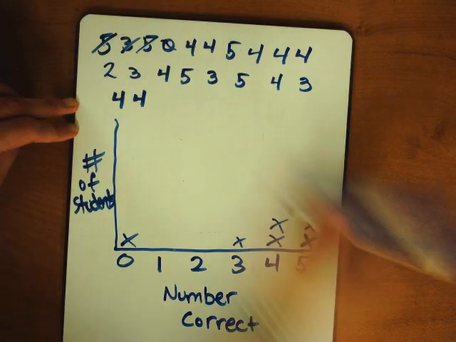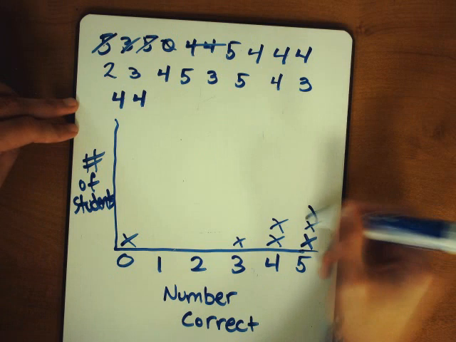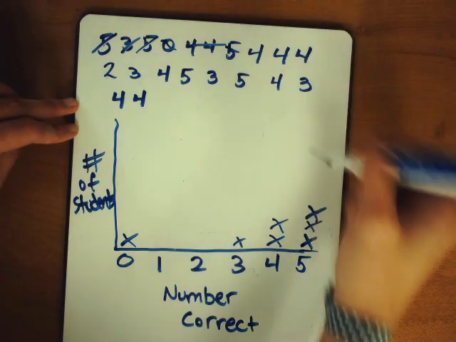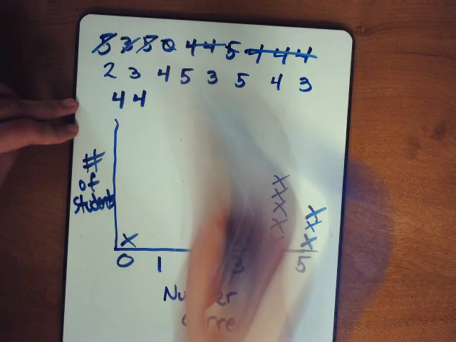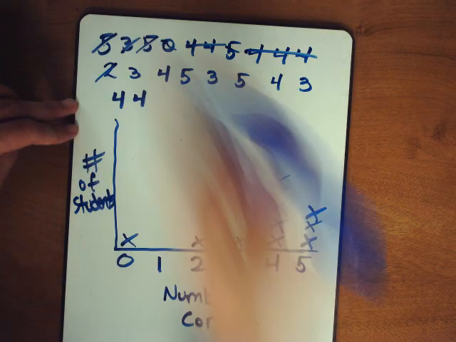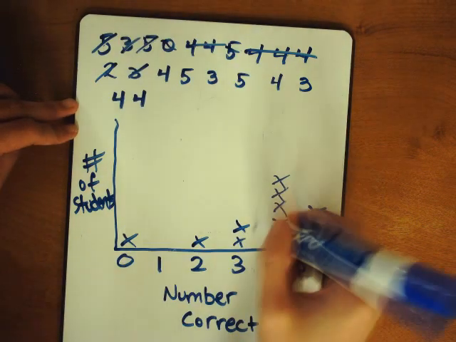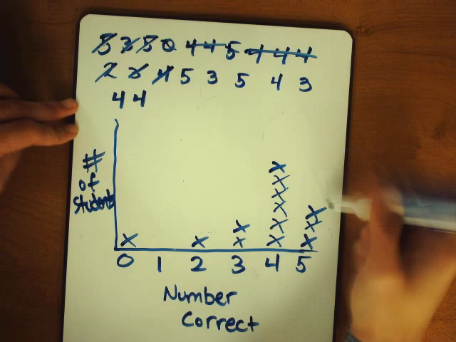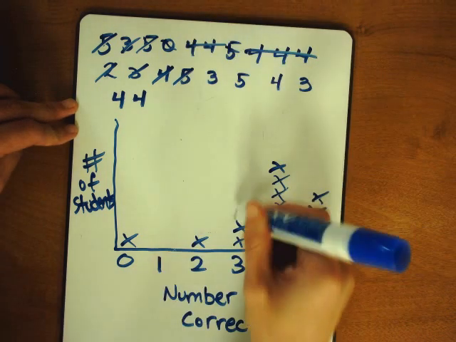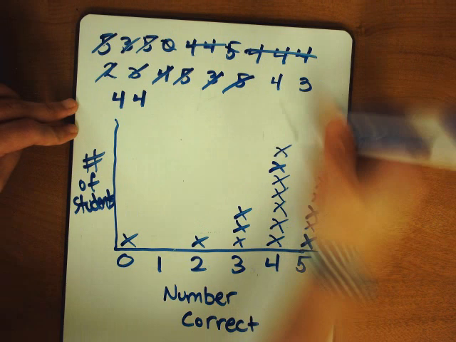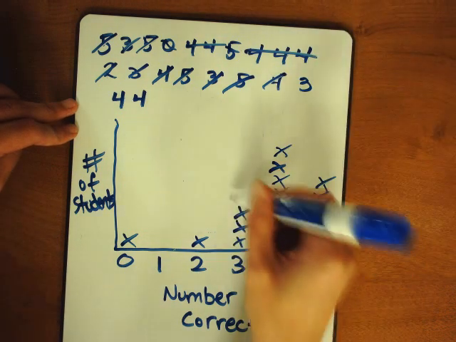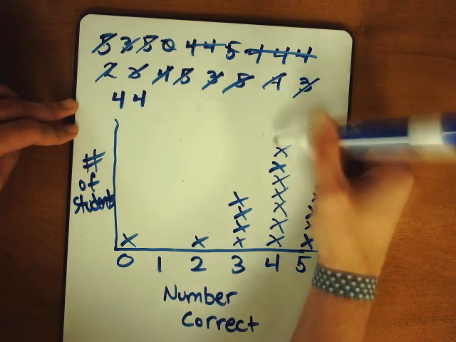2 4s, 5, 3 4s, 2, 3, 4, 5, 3, 5, 4, 3, and 2 more 4s.